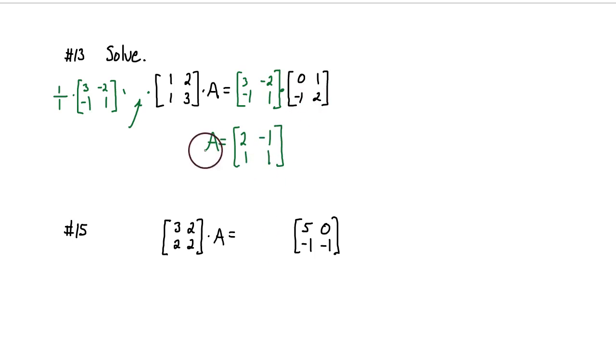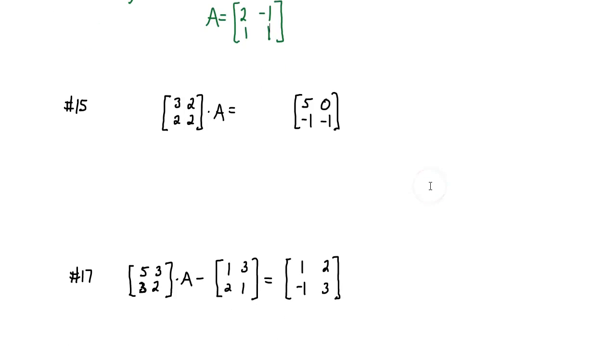And this matrix is matrix A. Now number 15, let's use the same technique. We can remove the coefficient matrix in front of matrix A by multiplying by its inverse. So I'm going to go over here in the margin space and find its inverse. 1 over its determinant. 3 times 2 is 6, minus 2 times 2, which is 4, so that makes it 2.